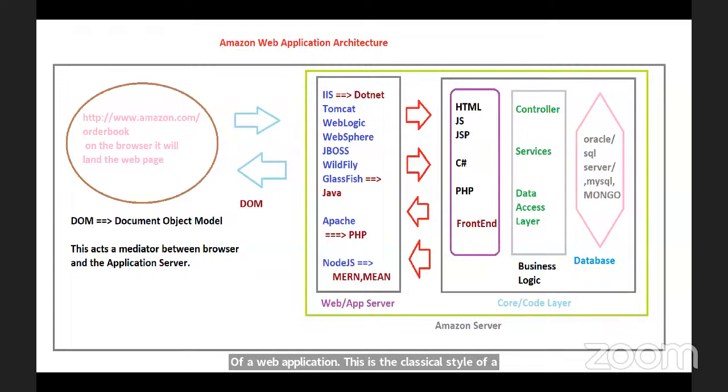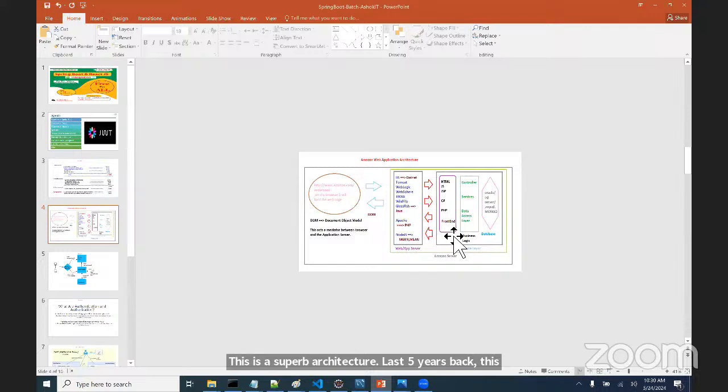Okay, guys, everyone clear, right? What are the problems here? Why do we need to go to React or Angular? What exactly is the problem with this architecture? This is a superb architecture. Five years back, this was a super architecture. Today also it is a superb architecture. But the pain points are, okay?